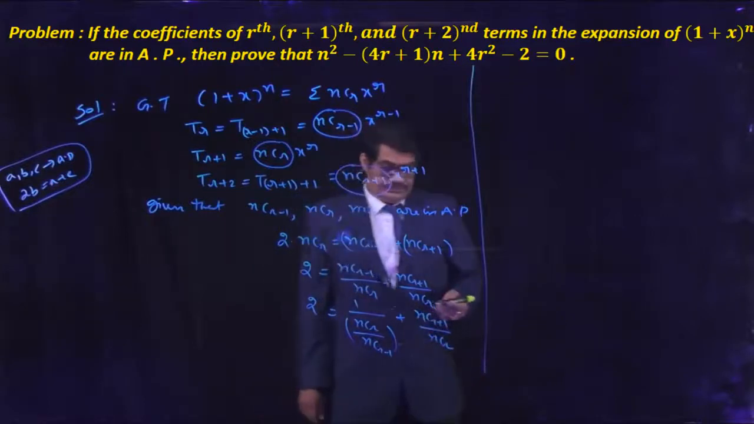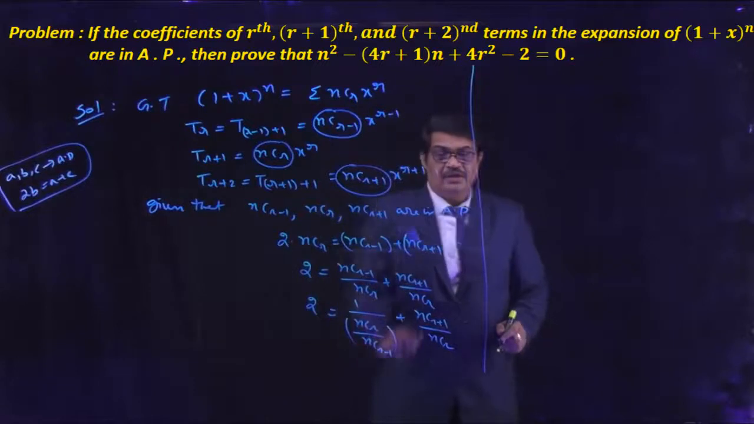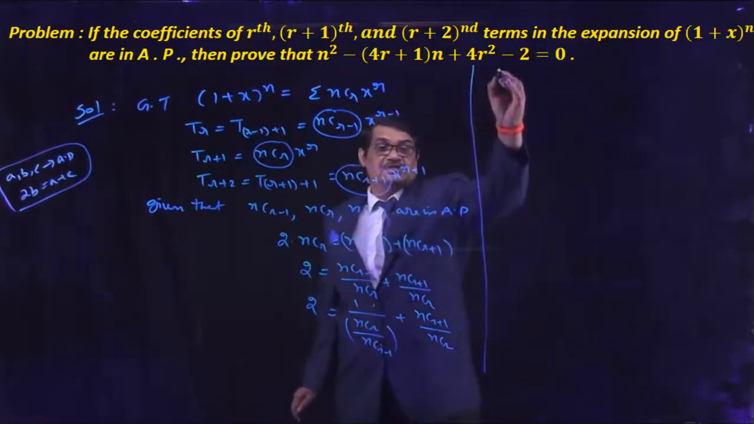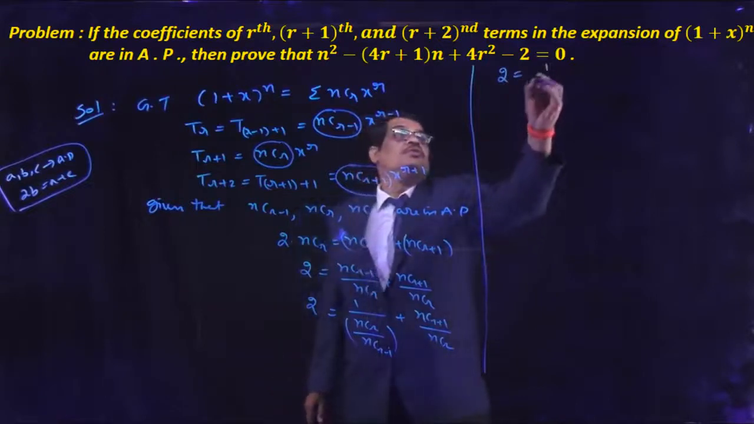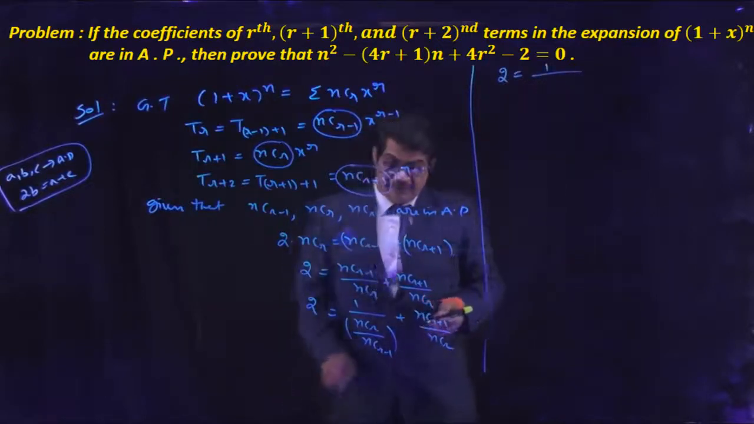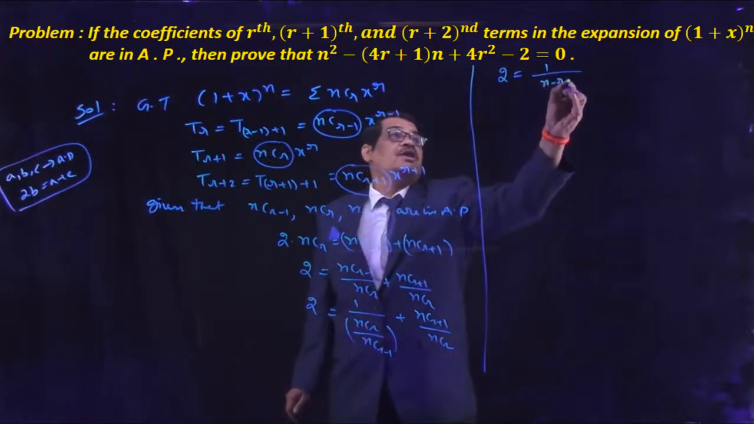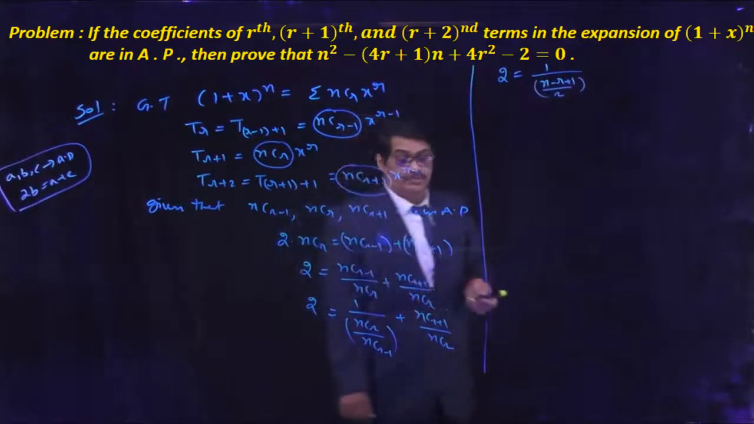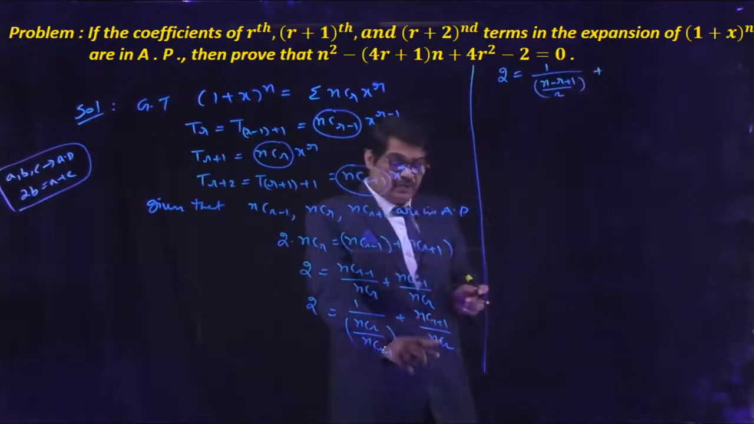See that here, using the formula nCr by nCr minus 1. LHS is 2 equals 1 by here nCr by nCr minus 1. That is, by the formula, (n minus r plus 1) by r, plus here nCr plus 1 by nCr.